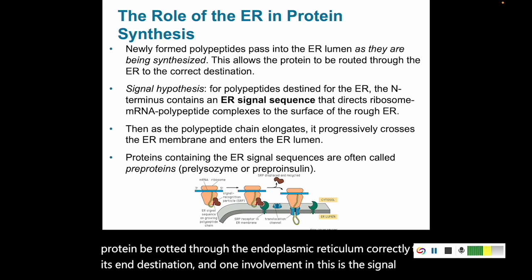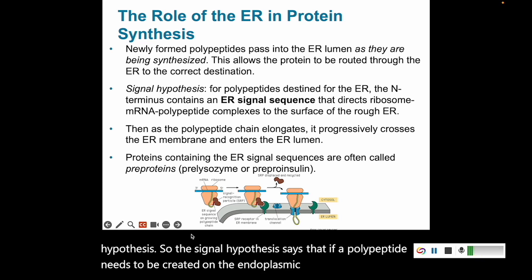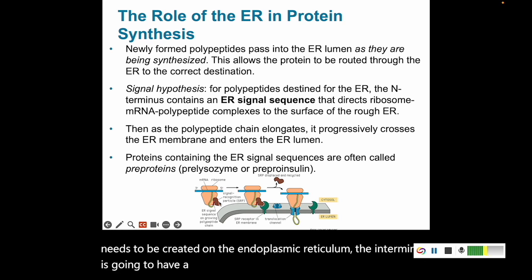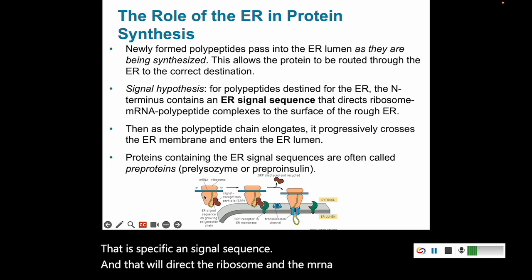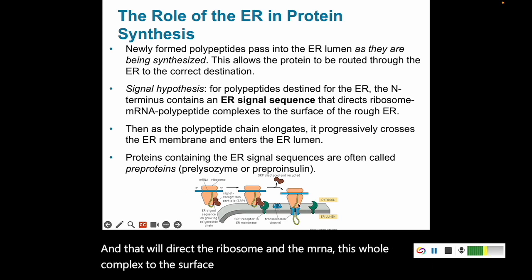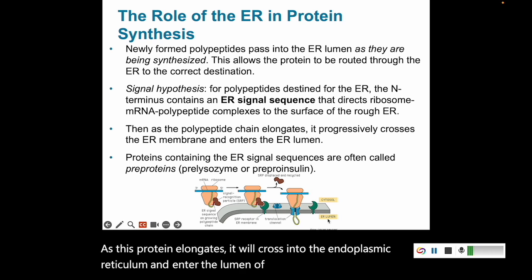The signal hypothesis says that if a polypeptide needs to be created on the endoplasmic reticulum, the N-terminus is going to have a signal that is specific, an ER signal sequence. And that will direct the ribosome and the mRNA, this whole complex, to the surface of the rough endoplasmic reticulum. As this protein elongates, it will cross into the endoplasmic reticulum and enter the lumen of the ER.